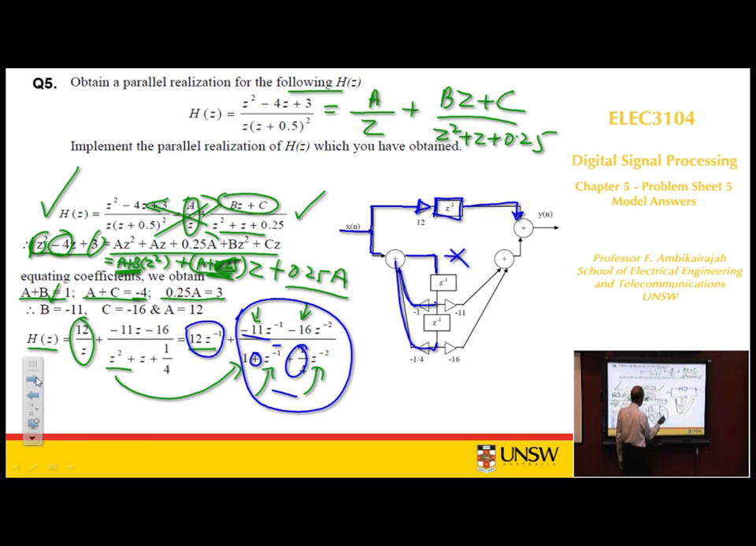So -11 z to the -1, because z to the -1 is there. And then -16 z to the -2. Add them, and you get the output here. So this is a parallel structure, 1 and 2 in parallel. So partial fraction is important. You need to know how to do partial fractions.